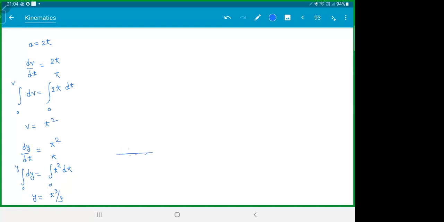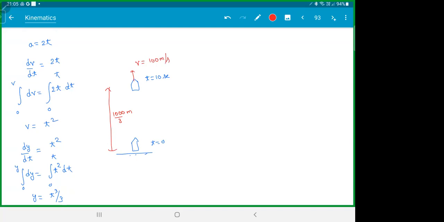So after 10 seconds: at t is 0, you're here. At t equal to 10 seconds, the rocket is at a height of 1,000 by 3 meters. And it has gained a speed v equal to t square, that is 100 meters per second. And you're asking for h max.